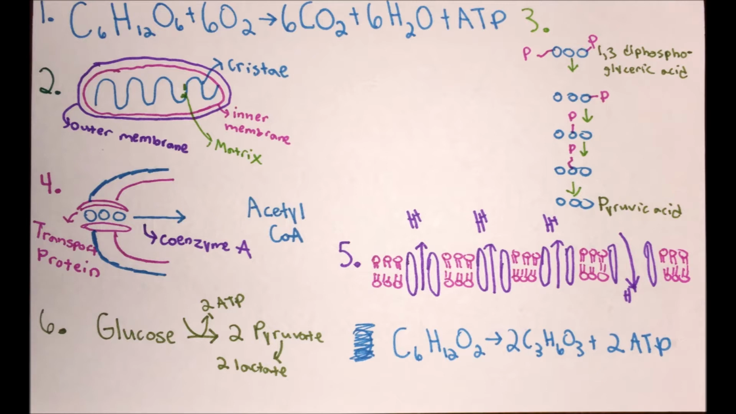The chemical formula for cellular respiration is glucose and oxygen yields carbon dioxide, water, and ATP. Respiration takes place in the mitochondria. The processes of cellular respiration include glycolysis, the citric acid cycle, phosphorylation, chemiosmosis, and fermentation.